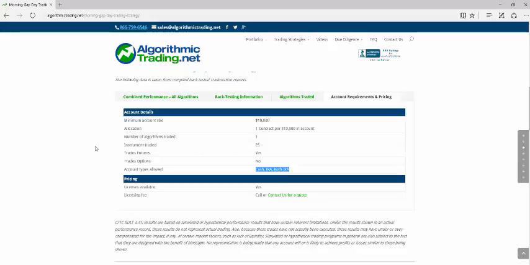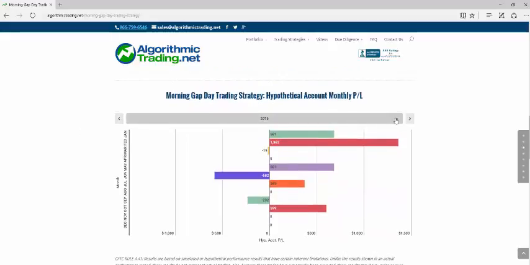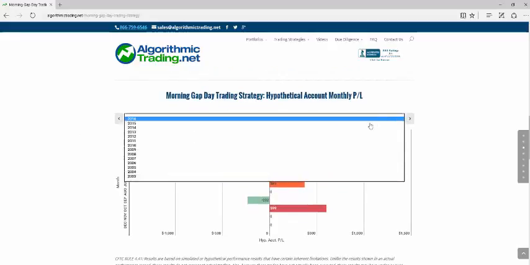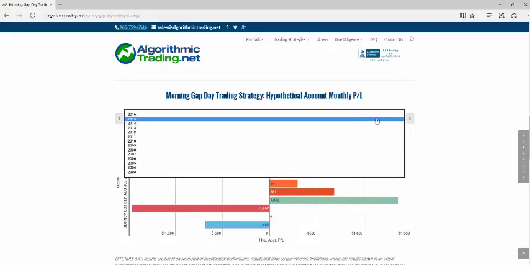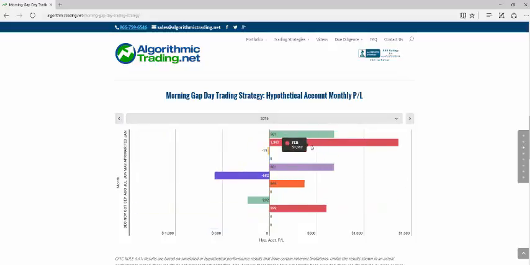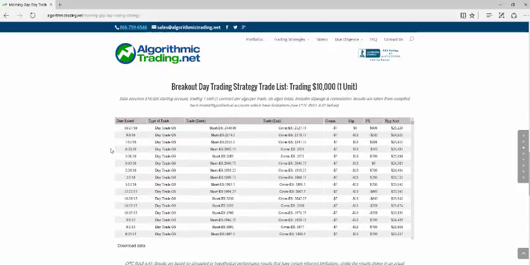Let me keep scrolling down now. What this shows is the monthly PL based on the year. So you can go through this and see the monthly PL for each year. The next thing I'll show is the trade list.